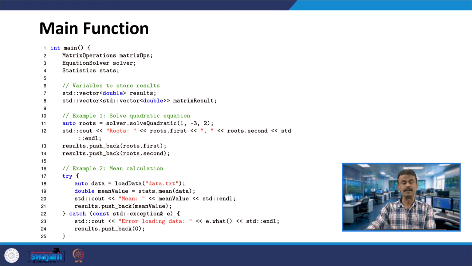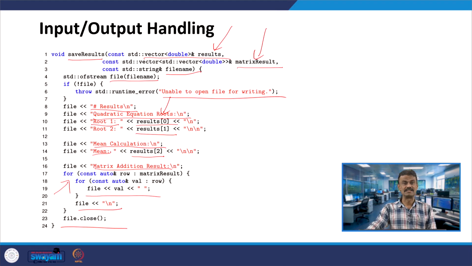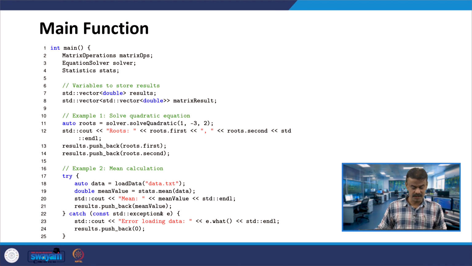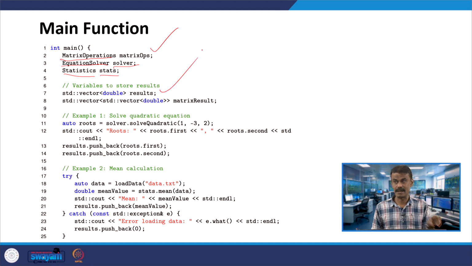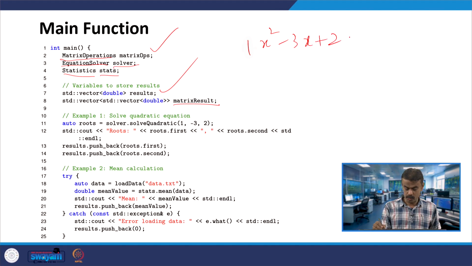Now I am going into the main. Here you have the save results function, that means you are going to handle the file. In the main function, under the matrix operations class I have a matrix OPS object, under equation solver I have a solver object, under statistics class I have a stats object. I have vector results, a one dimensional array, and here I have a matrix result, a two dimensional array. Now I am passing 1, minus 3, 2, that means I am trying to solve 1 x squared minus 3 x plus 2 equal to 0.